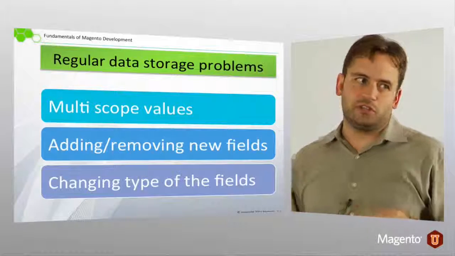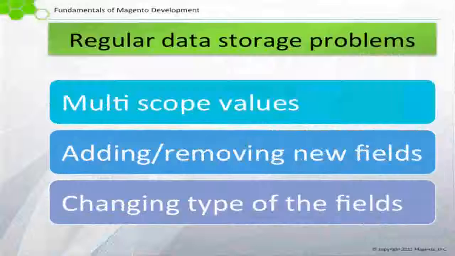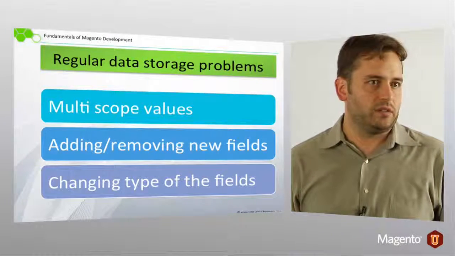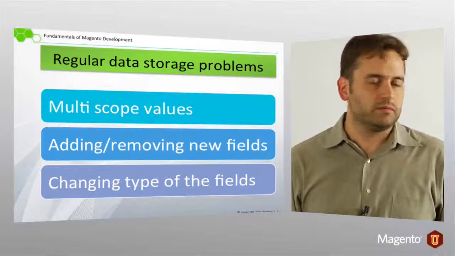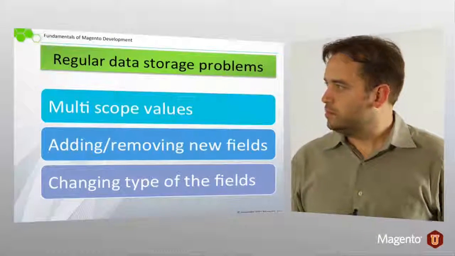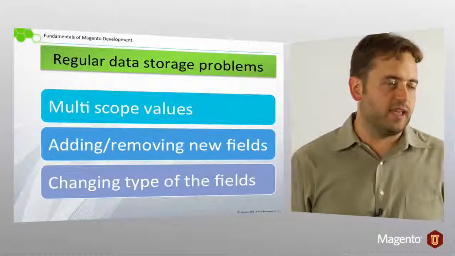Adding and removing new fields. So yes, everyone did that with their first CMS application. They realized, oh, I'll need this other piece of information. So you tack on another column. How do you do that? How do you version that? Changing field types as well. So you have something that is a decimal and you want it to be an integer. Well, you know, that can be complicated. How do you version that?